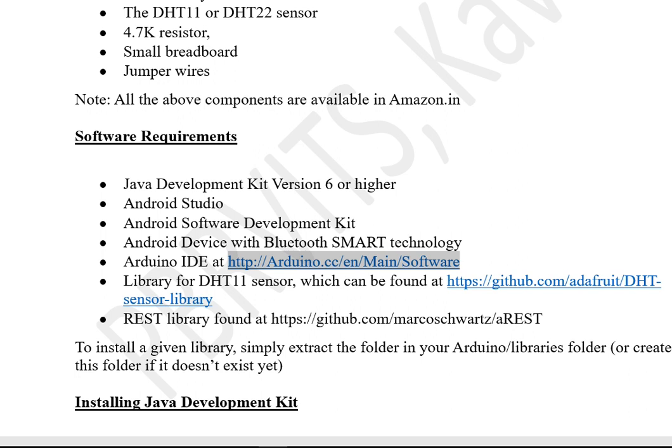http://arduino.cc/en/main/software. Library for the DHT11 sensor, which can be found at https://github.com/adafruit/DHT-sensor-library. The aREST library is found at https://github.com/marcoschwartz/aREST. To install a given library, simply extract the folder in your Arduino libraries folder, or create this folder if it doesn't exist yet.